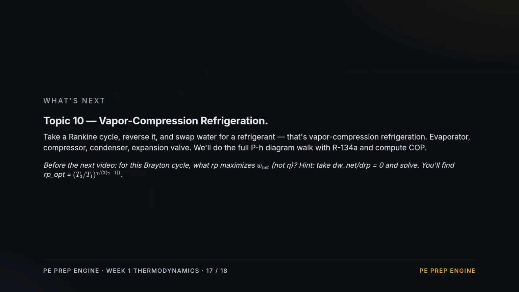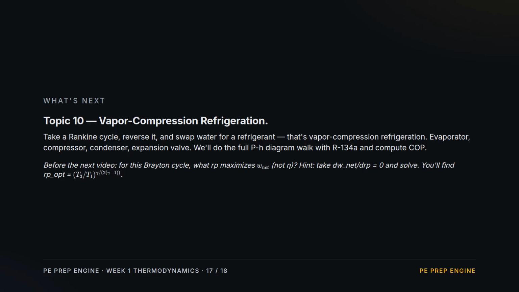Next up, Topic 10. Vapor compression refrigeration. Reverse a Rankine cycle and swap water for a refrigerant. Evaporator, compressor, condenser, expansion valve. We'll walk the full pH diagram with R134A and compute COP.